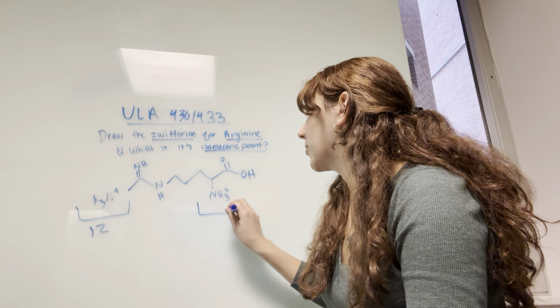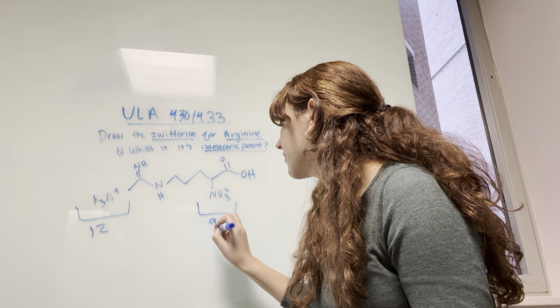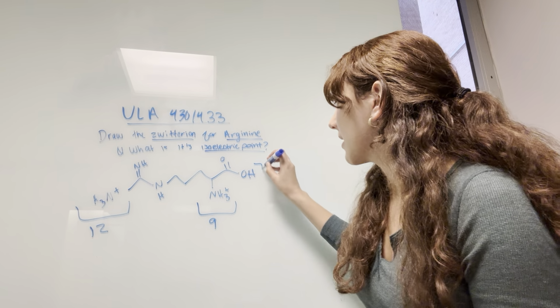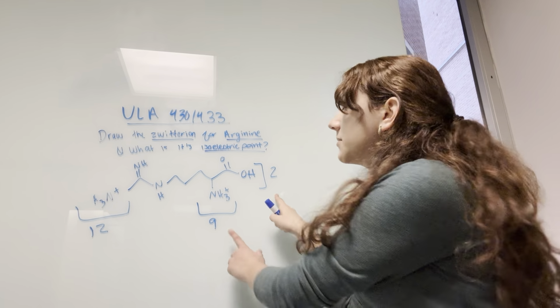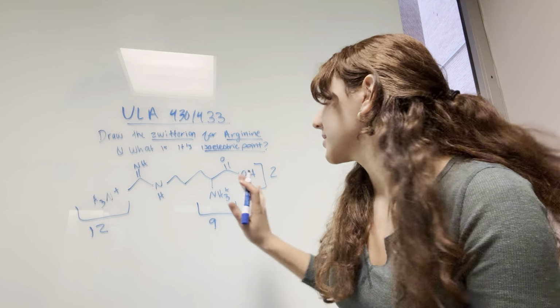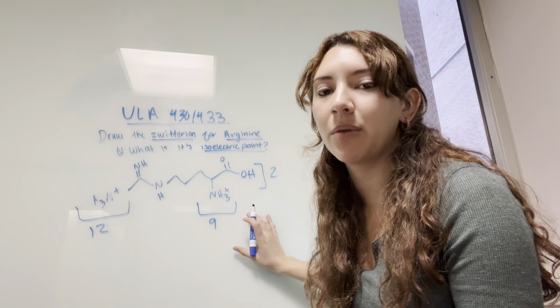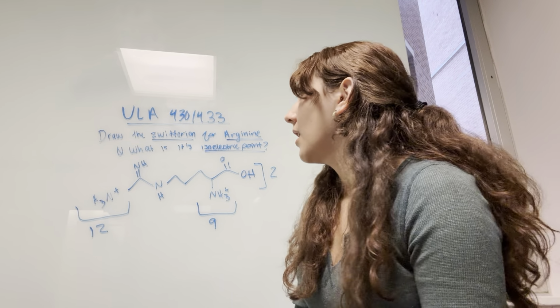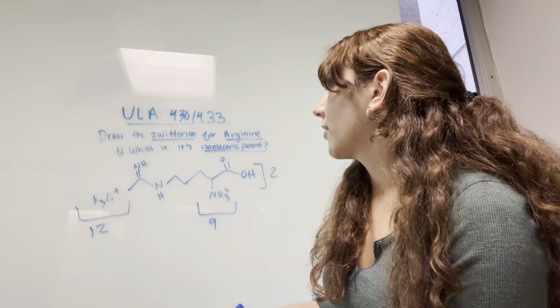And then for our amino group, this was something that we had to memorize. This is going to be deprotonated at a pH of 9. And then our carboxylic acid group is going to be deprotonated at a pH of 2. These pHs are always going to be the same for any amino acid. The carboxyl group will deprotonate at a pH of 2, and the amino group will deprotonate at a pH of 9. So going back to the problem, draw the Zwitterion form for arginine.